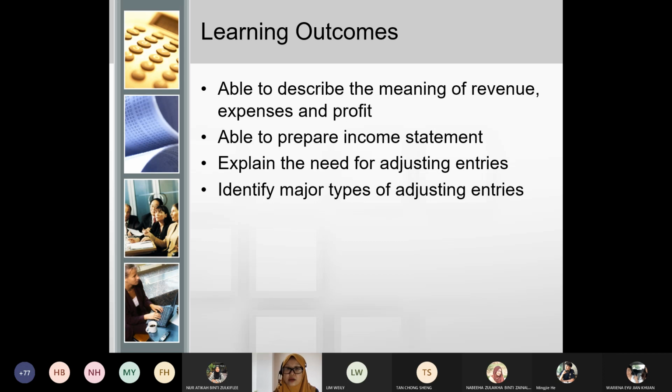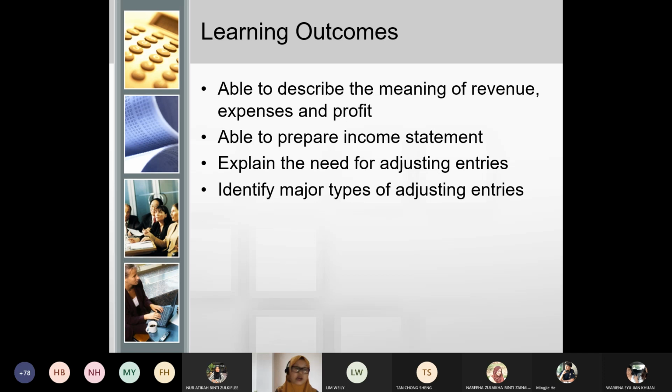Before we can prepare the income statement, remember that you have prepared all the ledgers and then prepared the trial balance. But before we can prepare the income statement, you need to make some adjustments. Because we apply the accrual concept, at the end of the year, before we prepare the income statement, we have to do the adjusting entries.